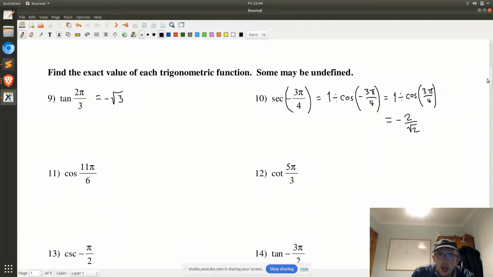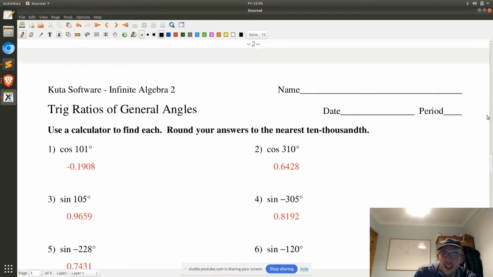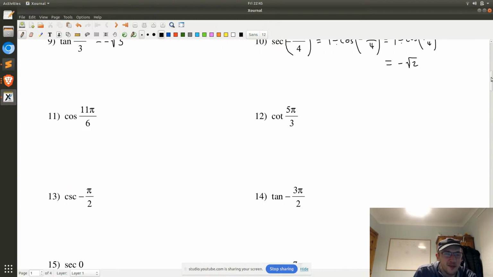No! Really? How is that not right, though? Let me think. Oh! Oh my god. What is 2 divided by root 2? Negative root 2. Yeah, of course. It was right. Okay. Just being stupid.